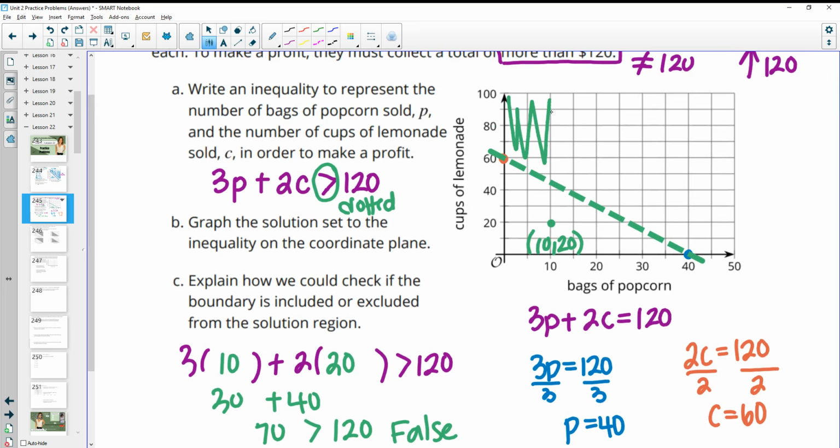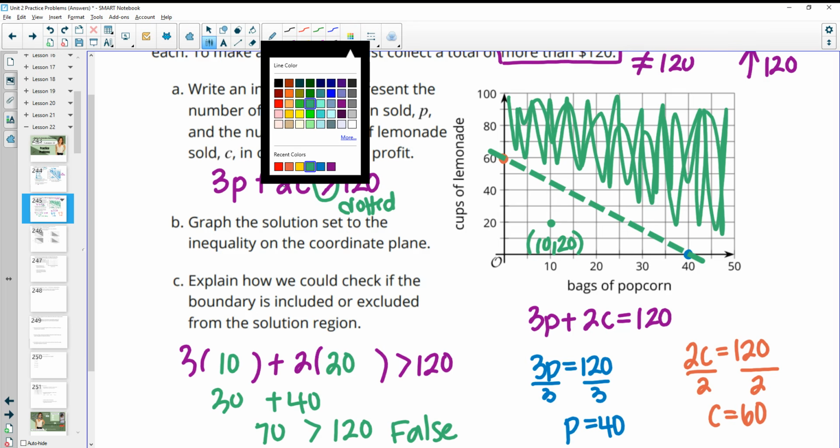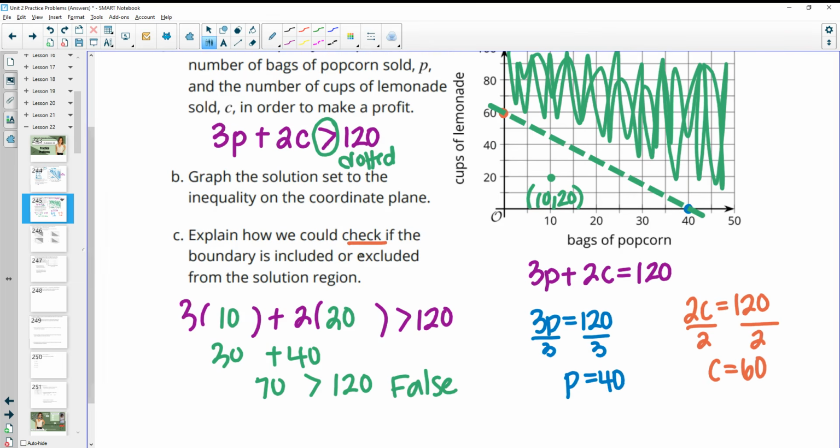So that means that the other side of the boundary line is our solution set. So up here, and again, you can plug in a point up here just to convince yourself. And then for this last one, how could we check if the boundary is included or excluded? Just pick a point that's on it. I would pick the intercept that you just found.